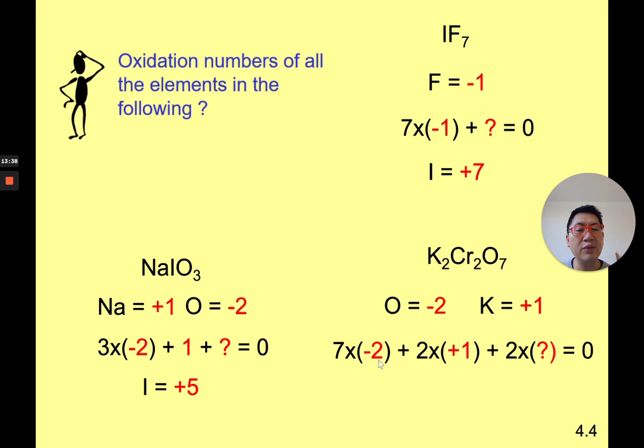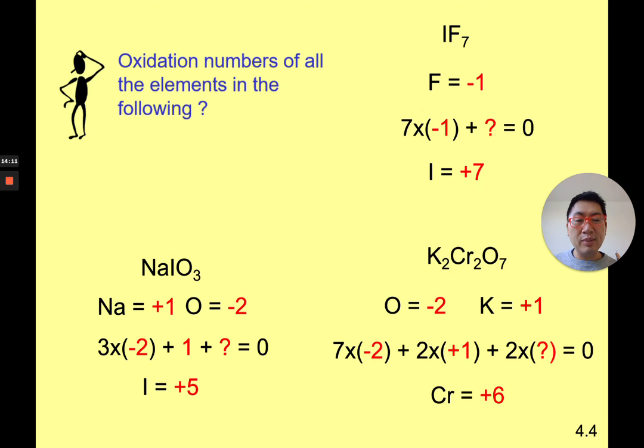So that's -14 plus 2, that's -12. So 2 times what will equal 12? I don't really need to do the math, I can do this in my head. Chromium in this case has to be +6. 6 times 2 is 12. Here's -14, +2, that's -12. -12 plus 12 adds up to 0. Okay, so that's oxidation numbers.